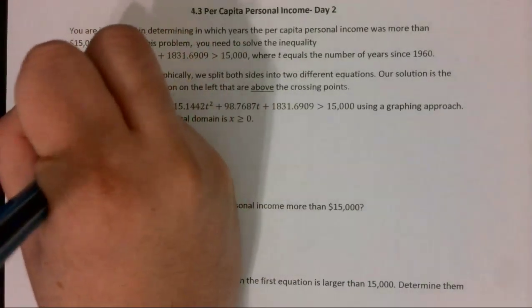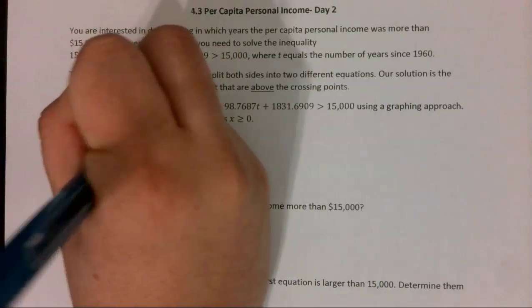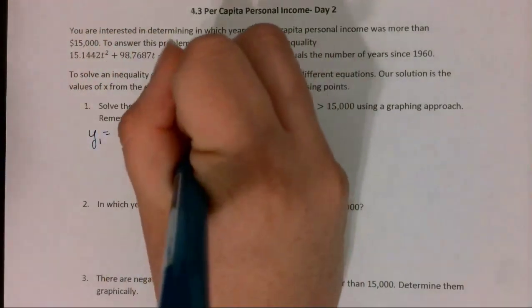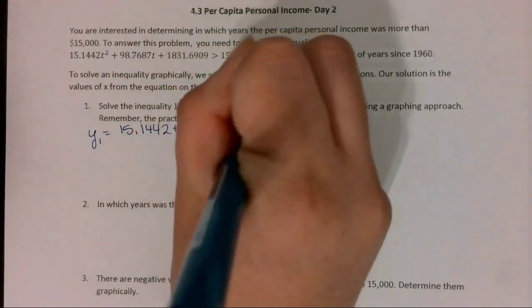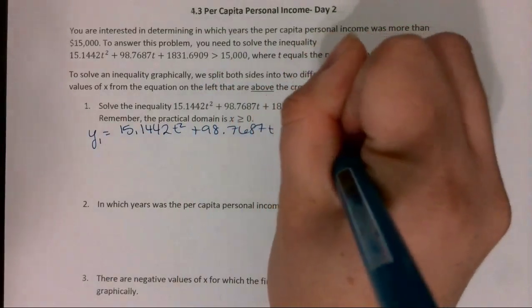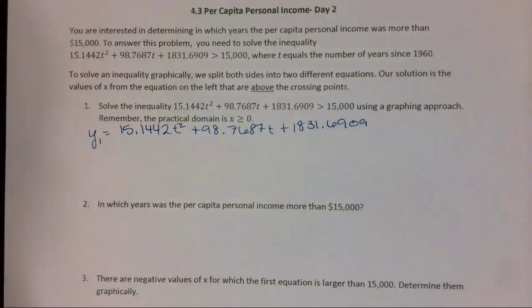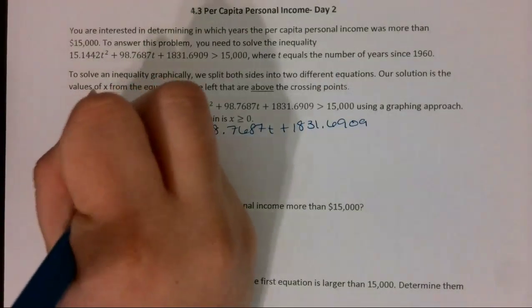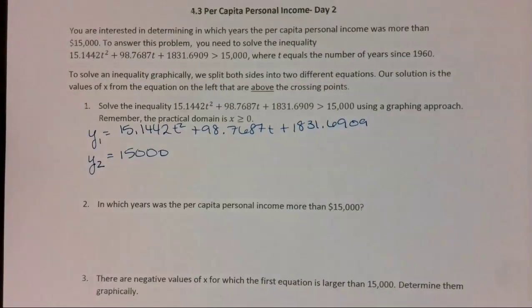When we solve, we do the same thing as setting the two equations apart. So I'm going to have one equation, which is y1 = 15.1442t squared plus 98.7687t plus 1831.6909. My second equation is 15,000. So then I'm going to go to Desmos to graph these.